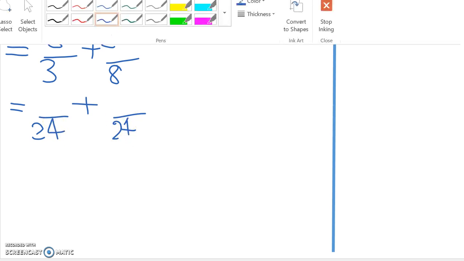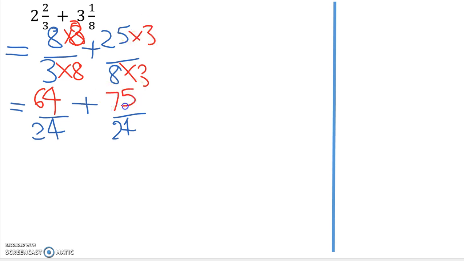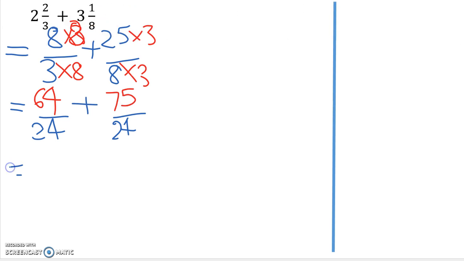And now I'm going to need to change my numerators because I've changed the denominators. So to go from 3 to 24, I've times by 8. So I'm going to do the same thing to the numerator, and 8 eighths give me 64. To go from 8 to 24, times by 3. So I'm going to do the same to the numerator. 25 times 3, 75.